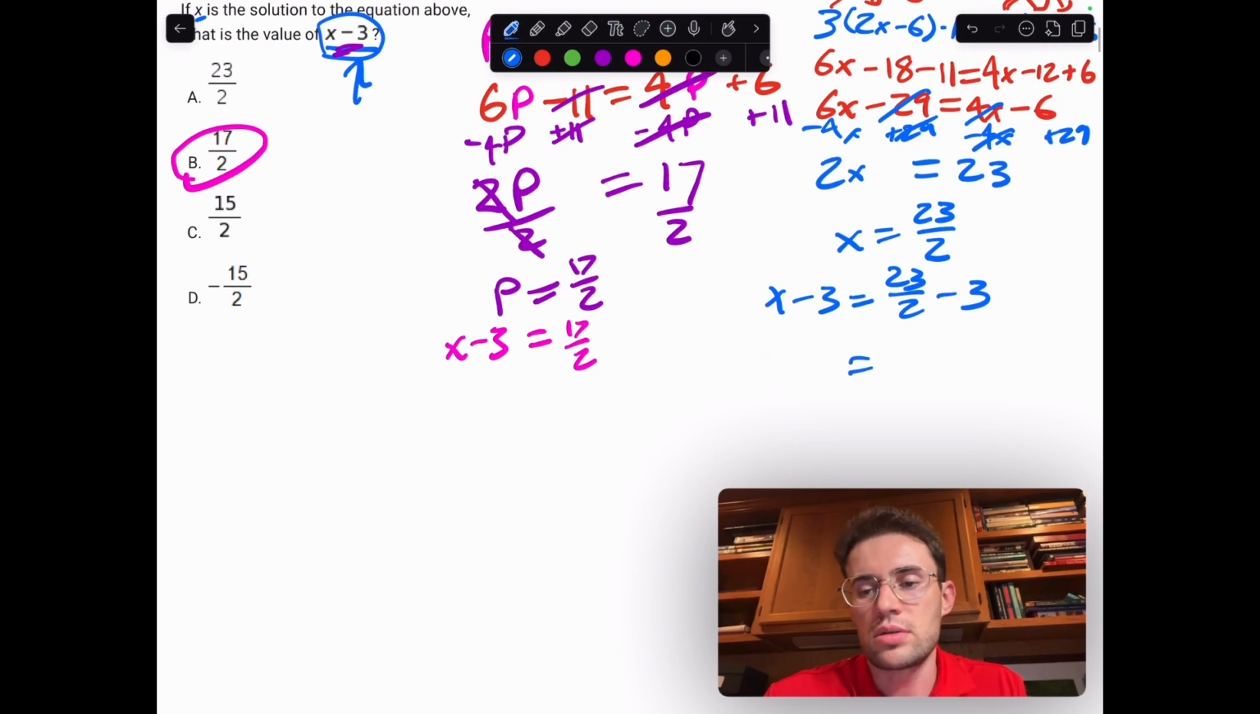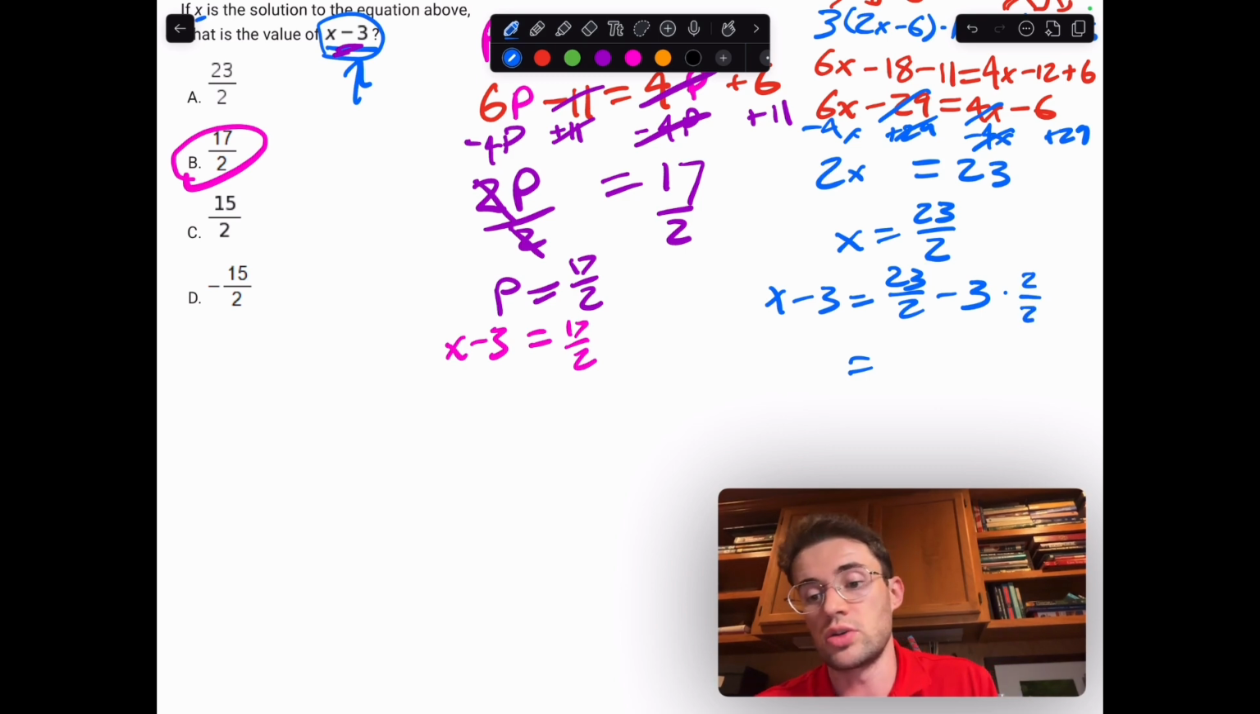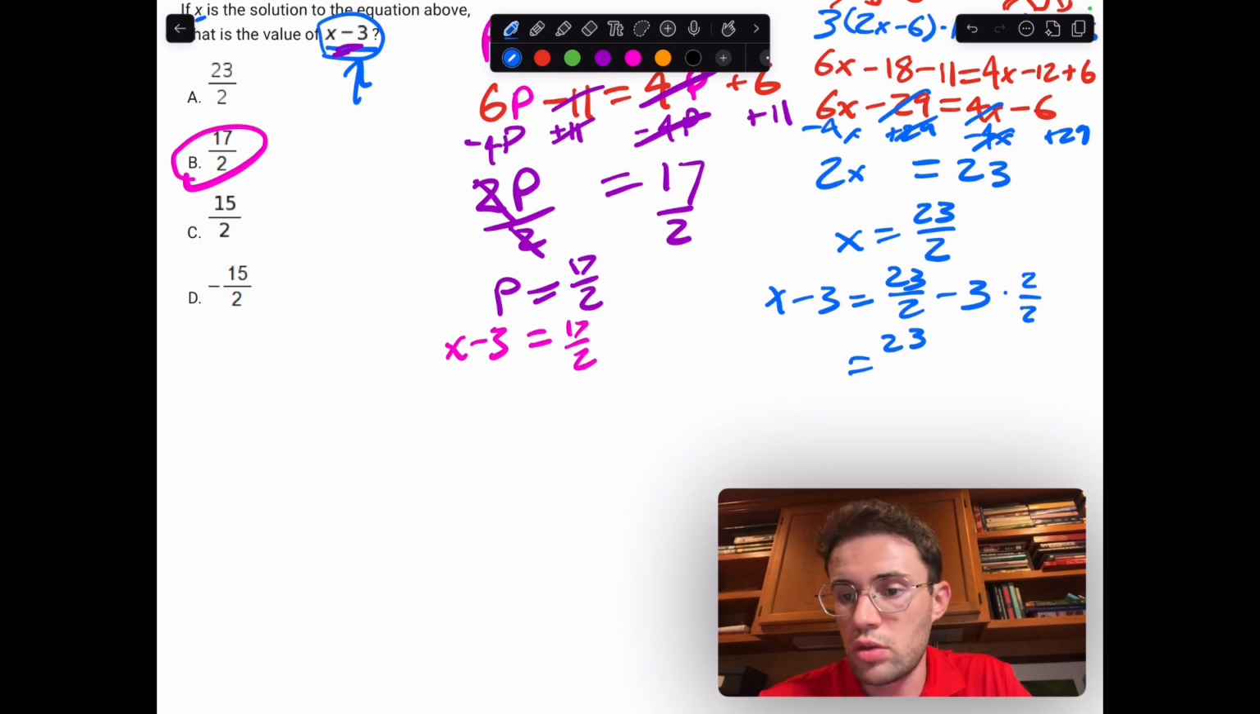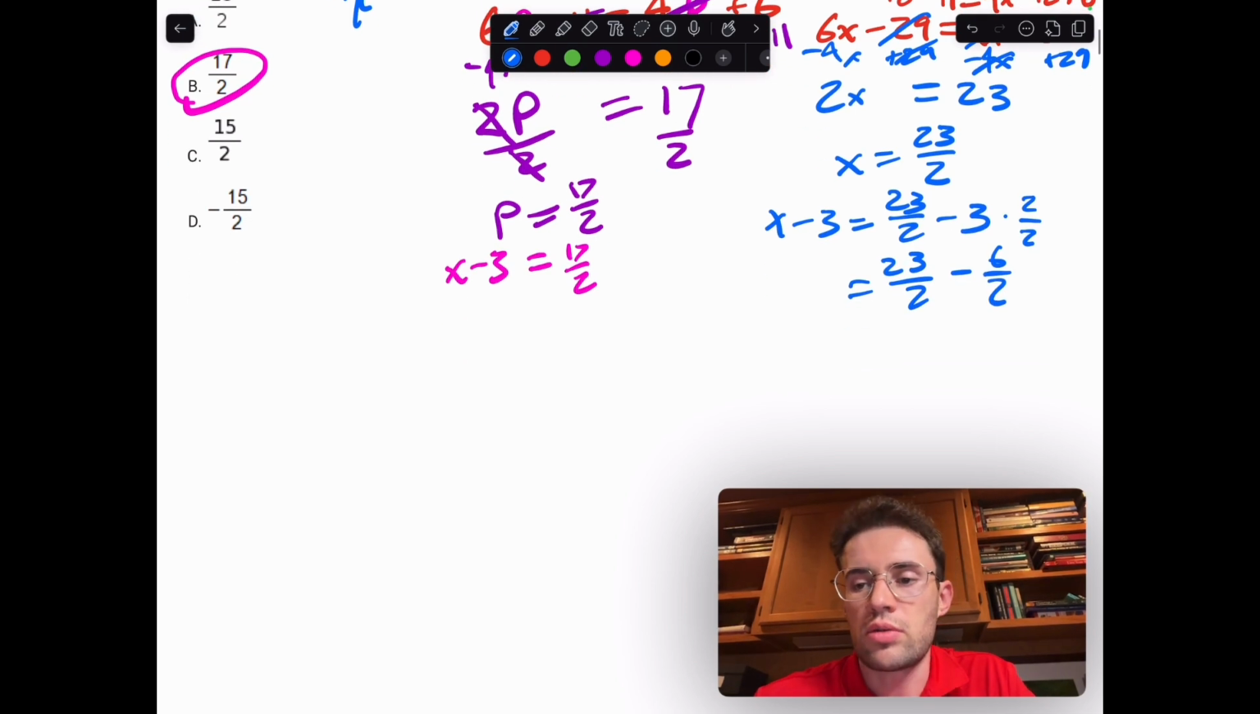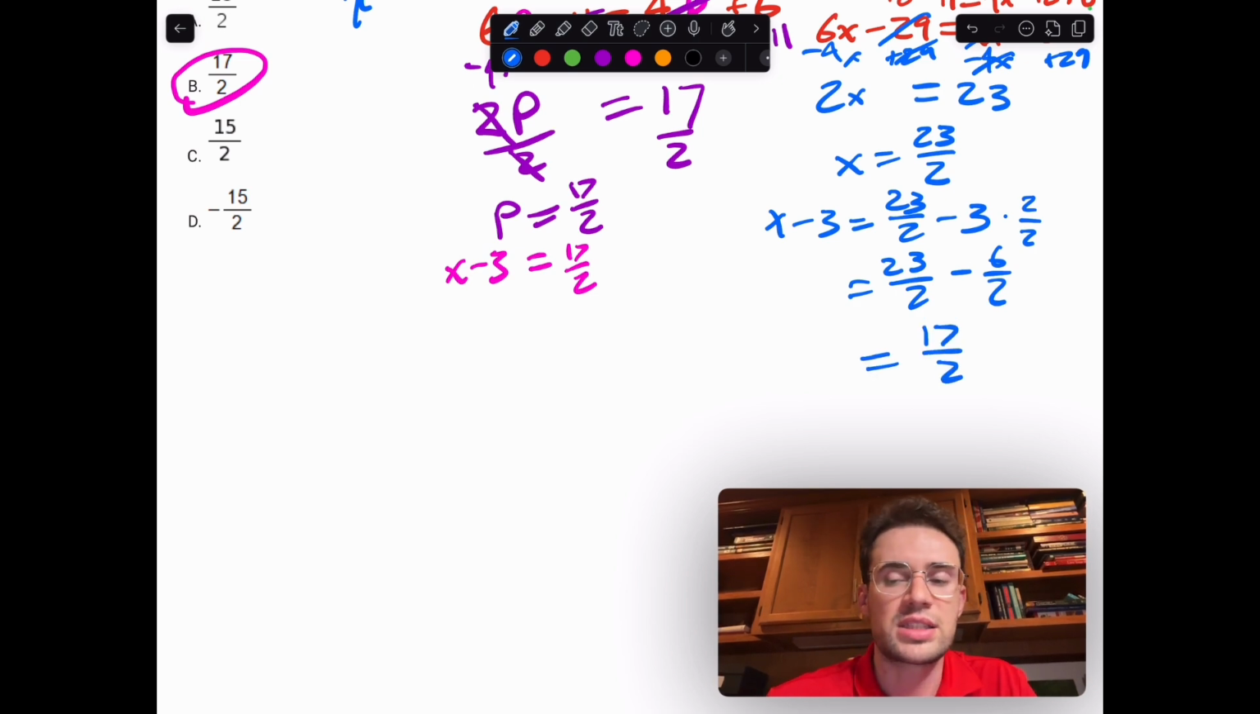And then to make that into halves, you would multiply 3 by 2 over 2. Another form of 1. So if you multiply it by 2 over 2, it doesn't change the value, but it will just have the same denominator. So we have 23 over 2 minus 6 over 2. 23 minus 6 is 17, so it's going to be 17 halves. Right? So you get the same answer.